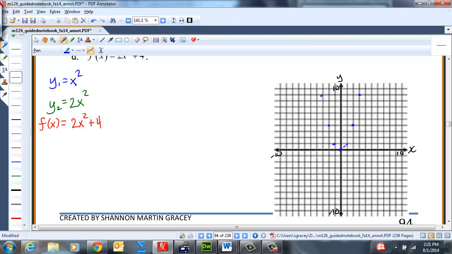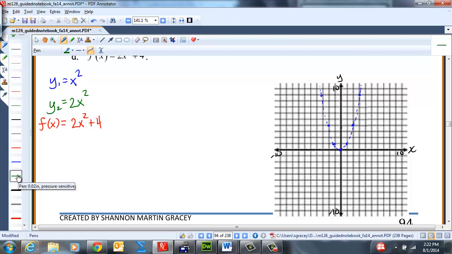So I'm just going to dash in this graph here. This is just a basis for us to get started. So now what we're going to do is we're going to take a look at what happens when we double it. So that'll be the green.